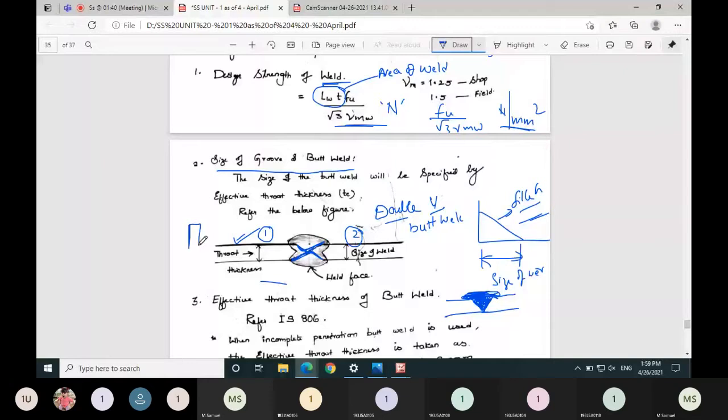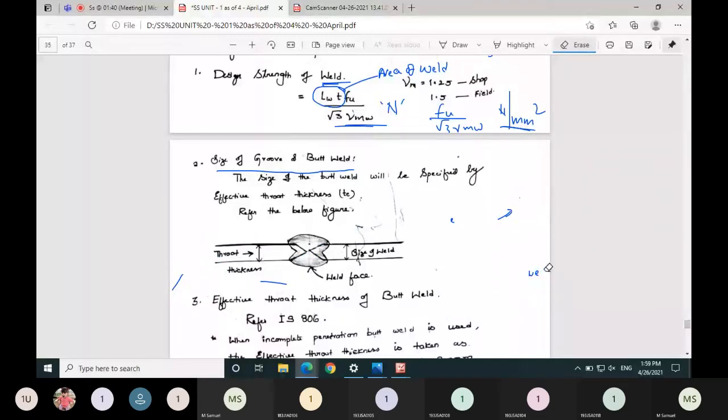If this is the bar, I can cut this bar in this way, or I can cut it this way, right? Either in this or in this. So if I cut in the first way, I get a single V butt joint. If I cut in the second way, I will get a double V butt joint. I'm going to show you some pictures about these types of shapes and welds. I hope that gives you a bit more clarity. Let me show you that figure.